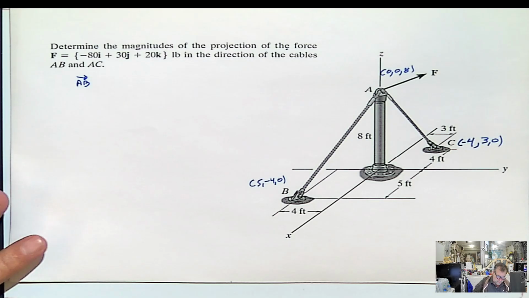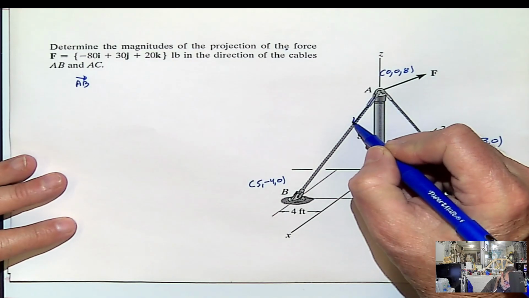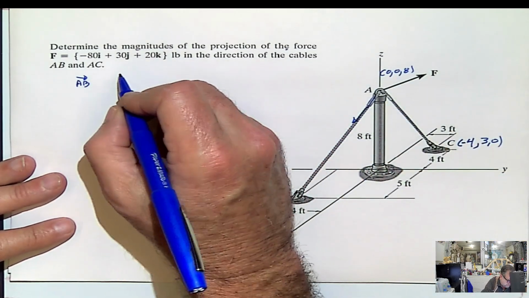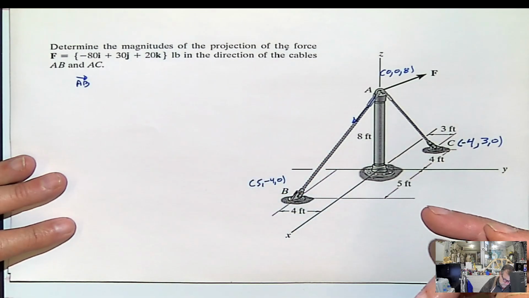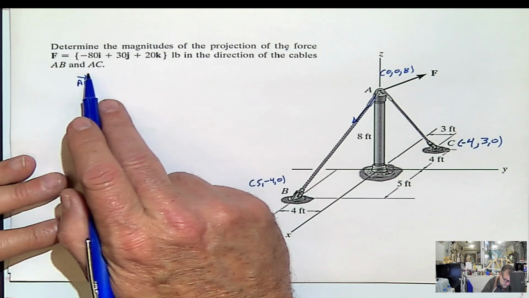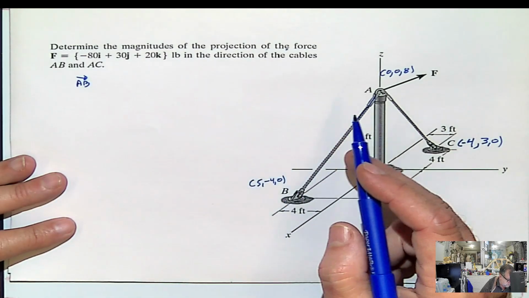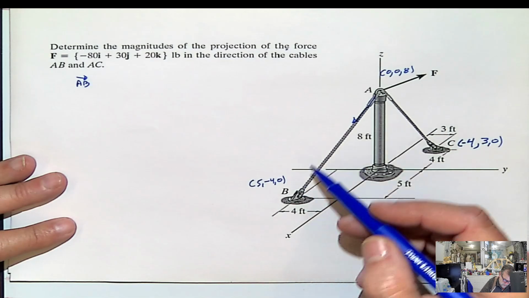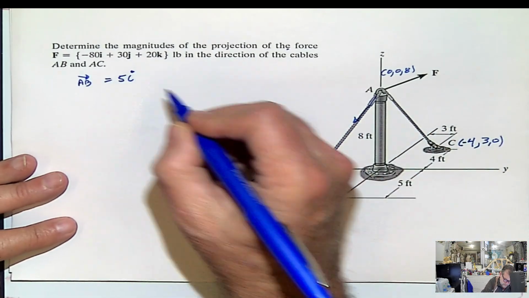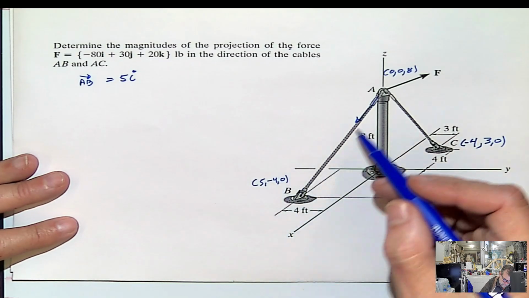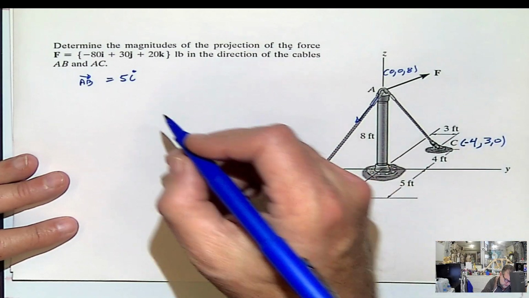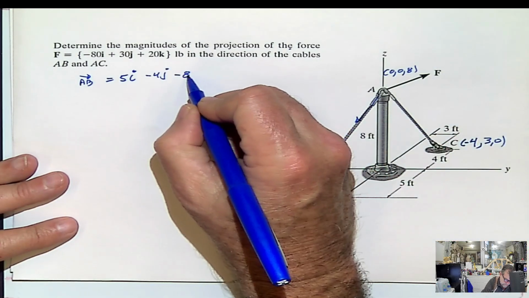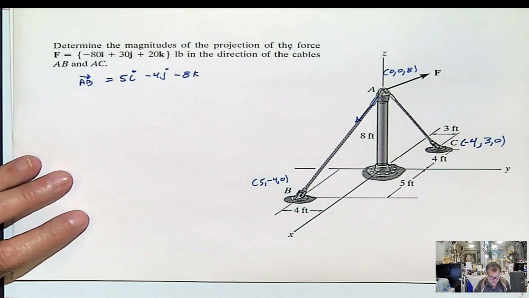Now, how do you calculate the position vector AB? Tip minus tail. 5 minus 0 is 5. Negative 4 minus 0 is negative 4. And 0 minus 8 is negative 8. Okay, that's pretty much it.